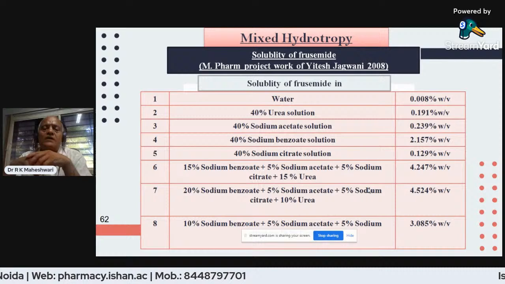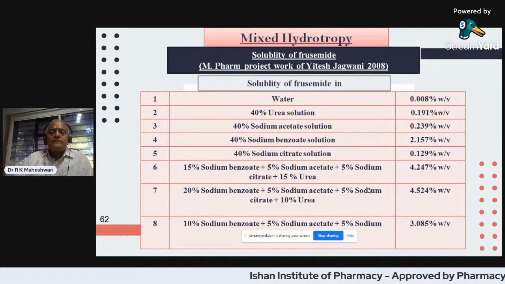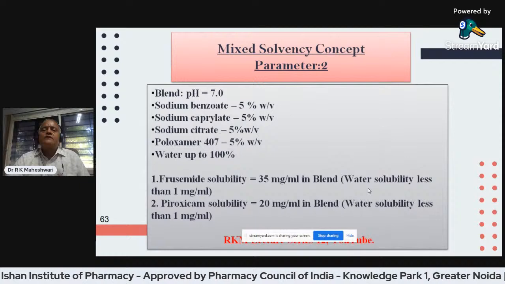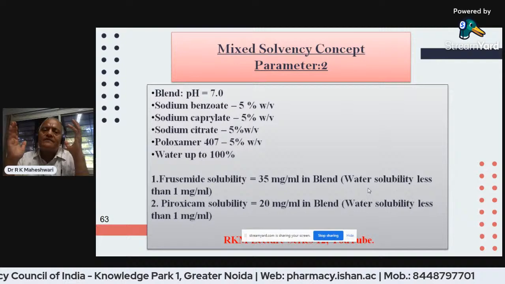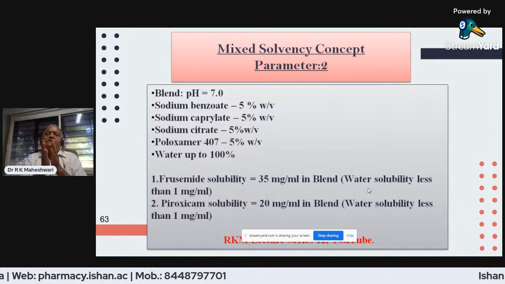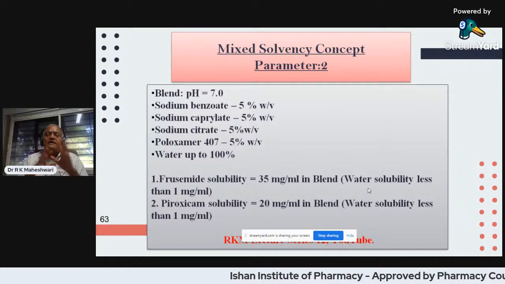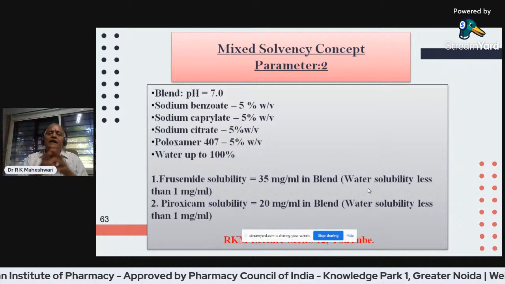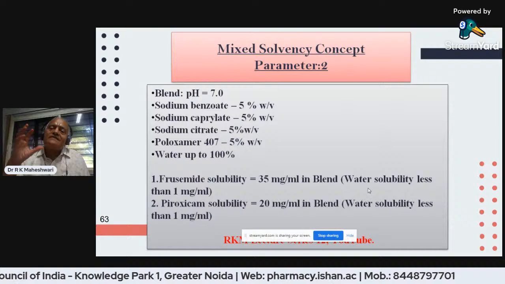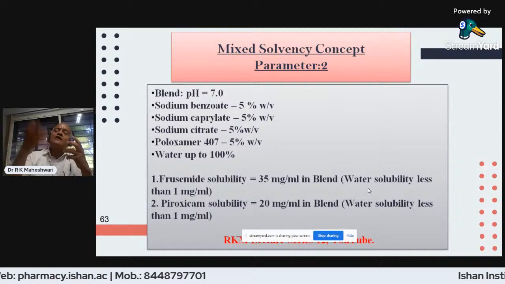Now coming to the second parameter of the mixed solvency concept. I told you the first parameter was that each and everything present in this universe has solubilizing power. This means everything is a solubilizer. Whatever the name of any solubilizer, it possesses good solubilizing power for some solutes, bad for others. So from the formulation point of view, you can employ additives, the so-called excipients, for their solubilizing power, since each and everything possesses solubilizing power, so your excipients can also be employed in your formulations for their solubility enhancement effect, like this.